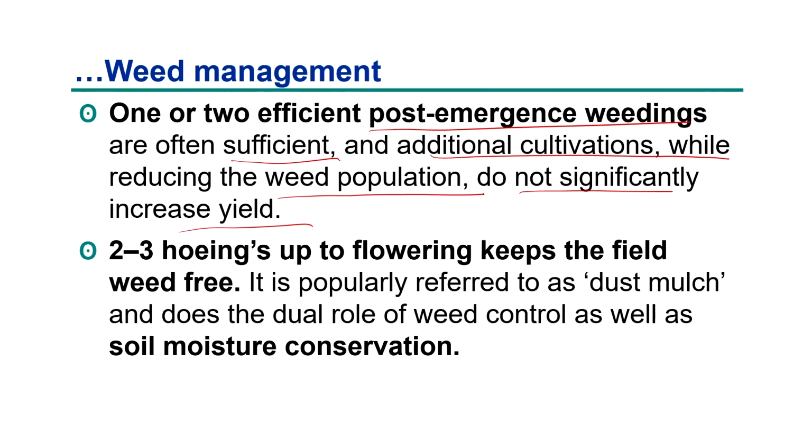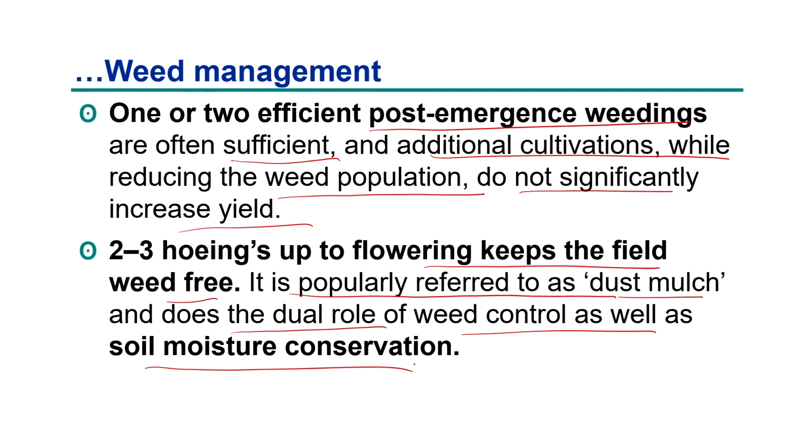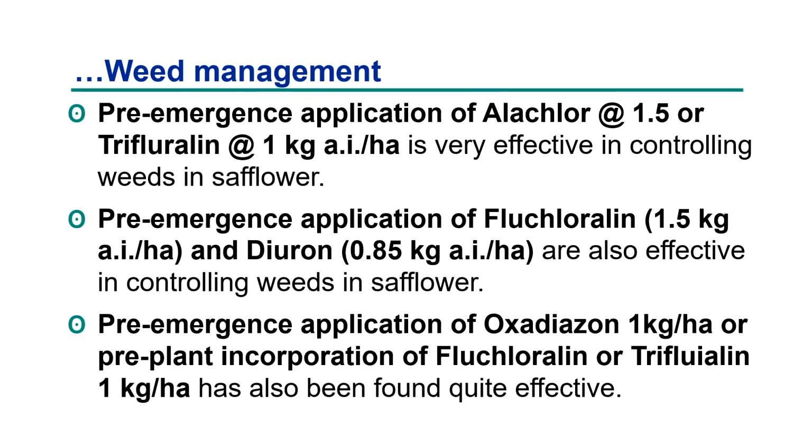2 to 3 hoeings up to flowering keeps the field weed free. It is popularly referred to as dust mulch and does that dual role of weed control as well as soil moisture conservation. Pre-emergence application of alachlor at the rate of 1.5 or trifluralin at the rate of 1 kg AI per hectare is effective in controlling weeds in safflower.